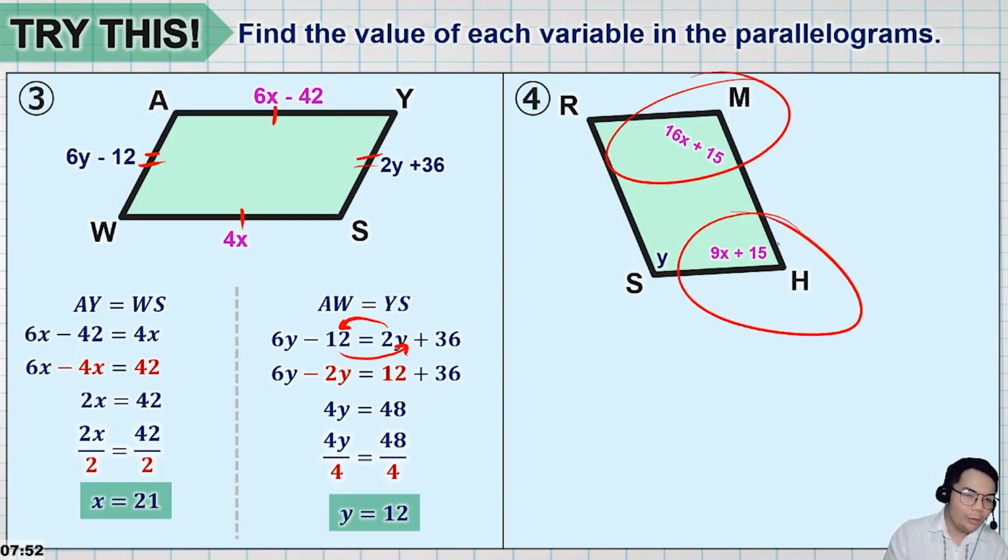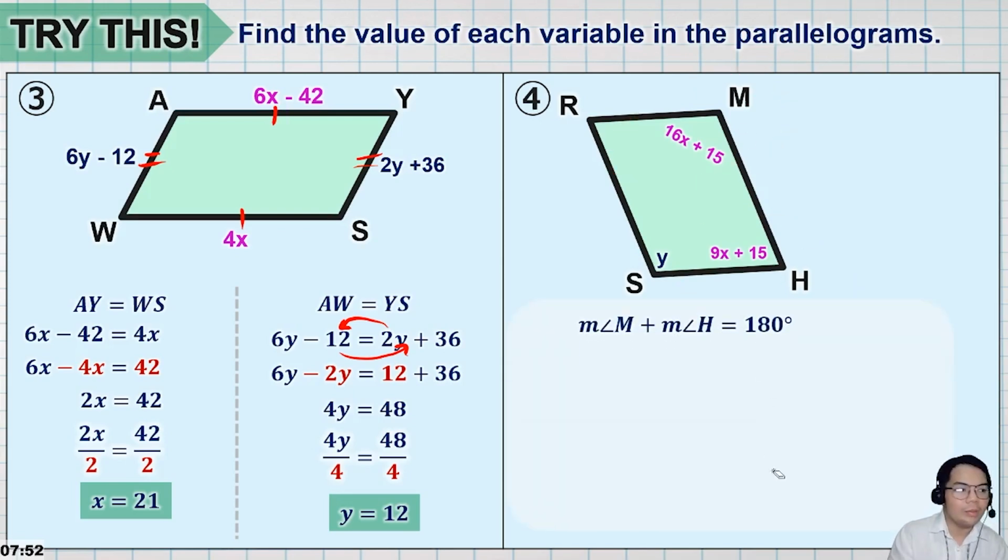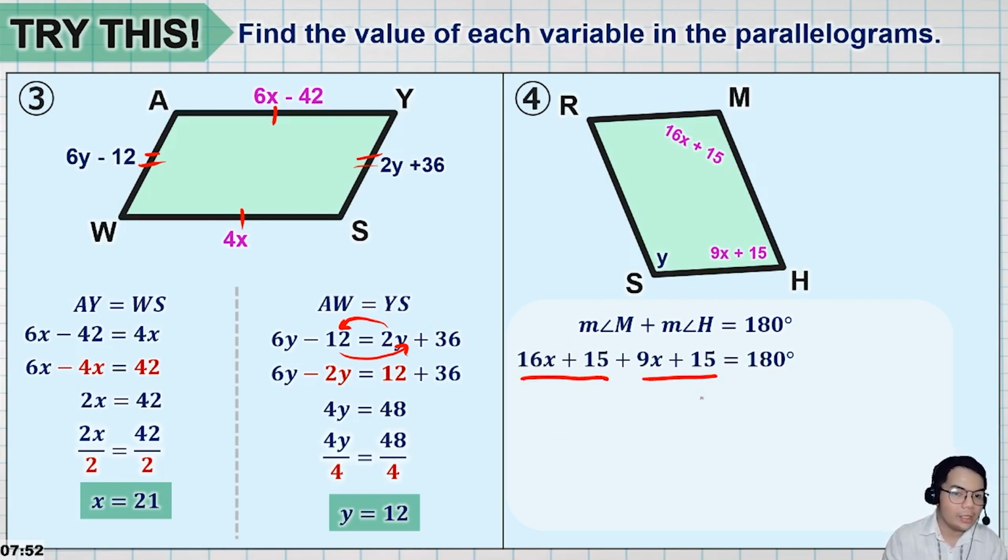So, how do we do that? E di, kapag kinaad mo yung measurement ni angle M at ni angle H, it is equal to 180 degrees. Let's try to substitute the following expression na given sa bawat angle na to. So, since angle M measures 16x plus 15 and angle H measures 9x plus 15, so kapag kinaad mo tong dalawang set of angles na yan, it is equal to 180 degrees. So, simplify na lang muna natin by adding 16x at 9x magiging 25x at yung dalawang 15 magiging 30.